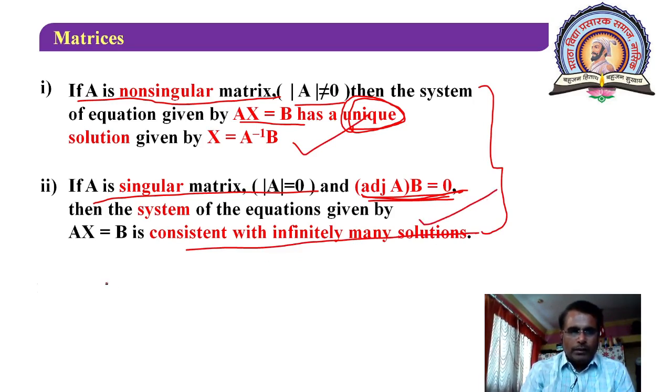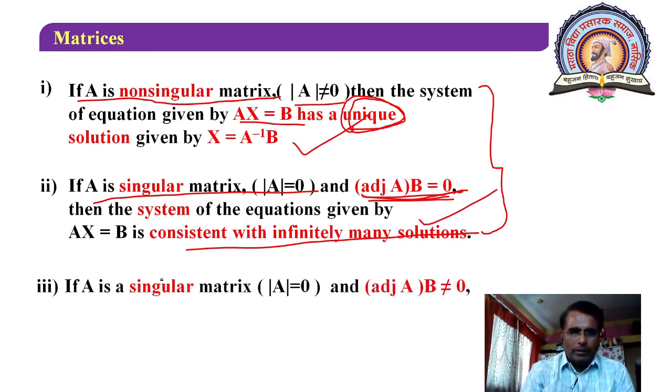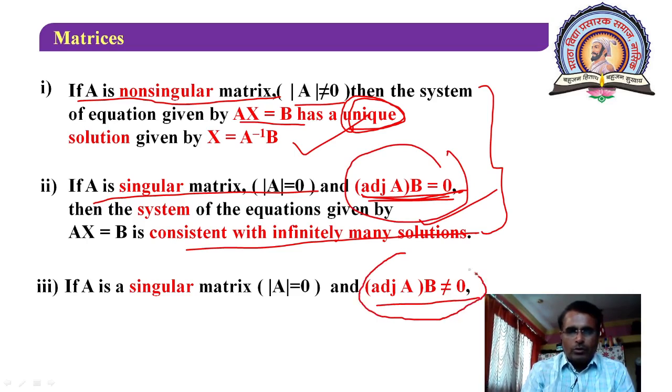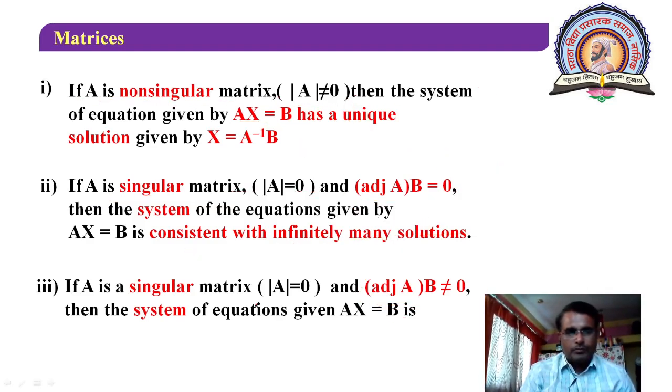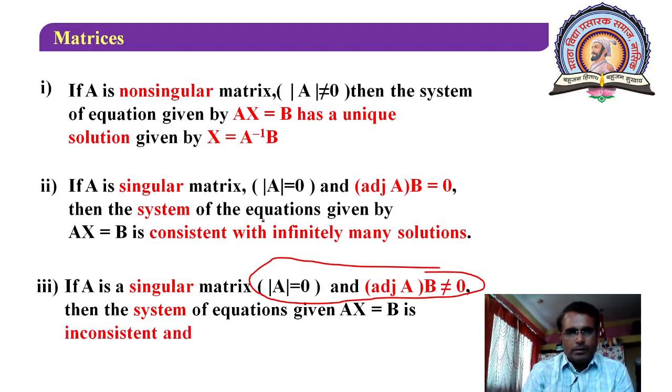Okay. And the third case is if A is a singular matrix, again singular, but now adjoint of A into B is not equal to 0. In the previous case it was 0 and now it is not equal to 0. If this happens, then the system has no solution, that is, the system becomes an inconsistent system. So whenever you are expecting an inconsistent system, you need these two properties: determinant must be 0 and adjoint A into B not equal to 0. Then the system is inconsistent, otherwise it is consistent.